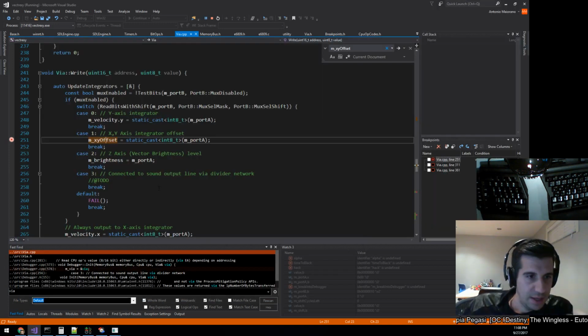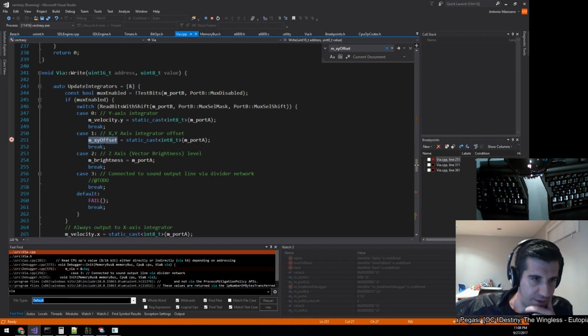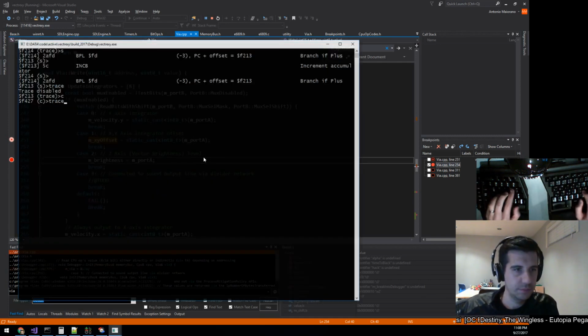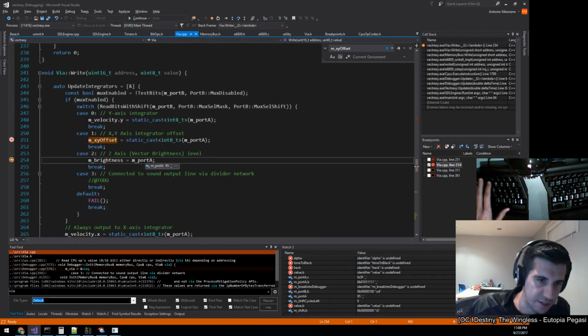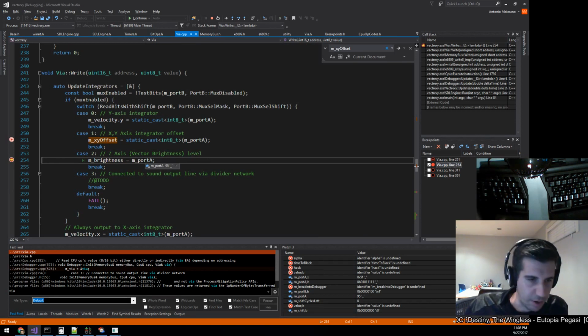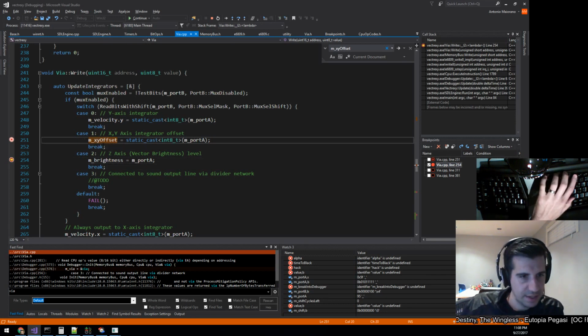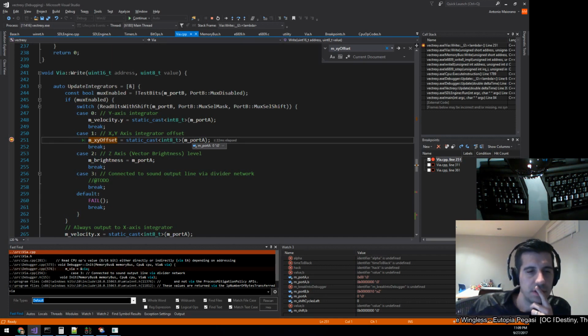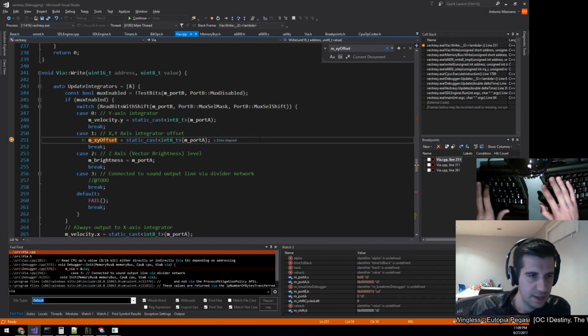But I am not getting values for this. I'm getting brightness values, which I'm not right now using, but I am getting brightness values, but I never get... No, sorry, it's not true. I say I'm never getting. I am getting values here, but they're always 0. Does that make sense?